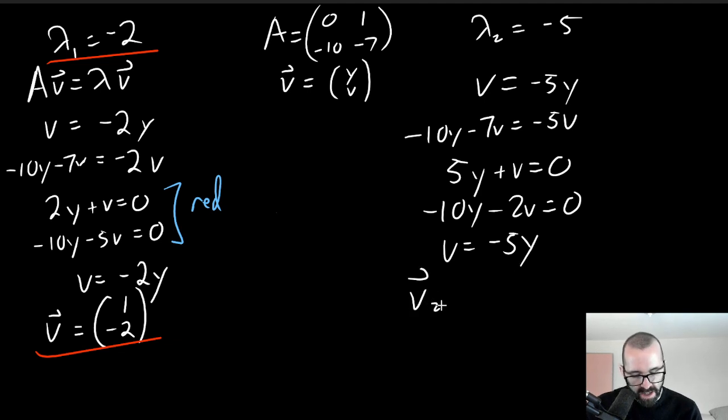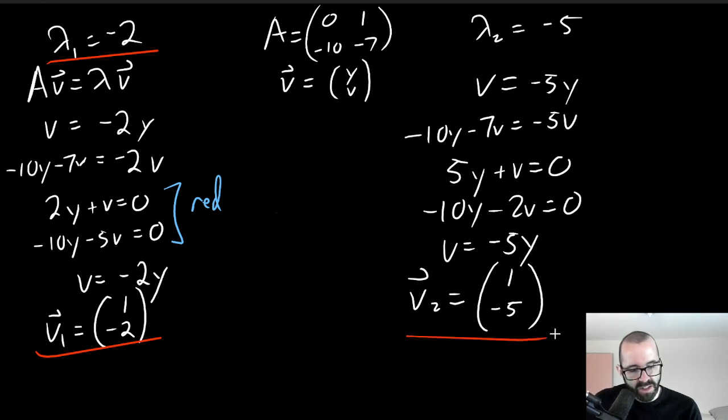So our second vector is going to be y, can be whatever we want. Again, I like to choose ones, and I don't like fractions, but again, there are infinitely many eigenvectors that you could choose here. This is one of them.